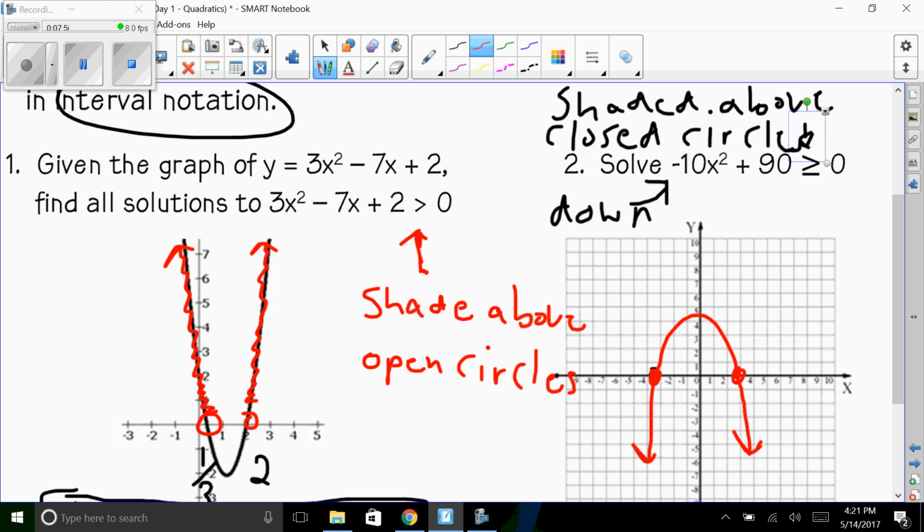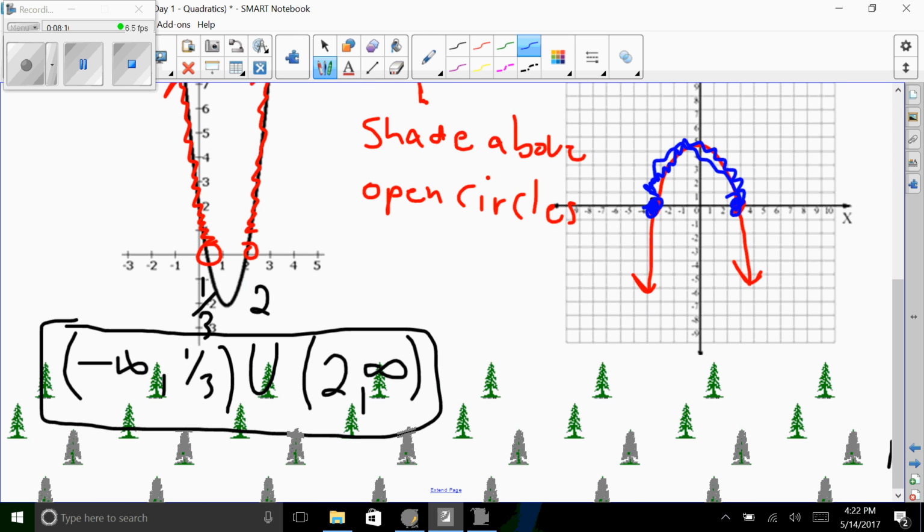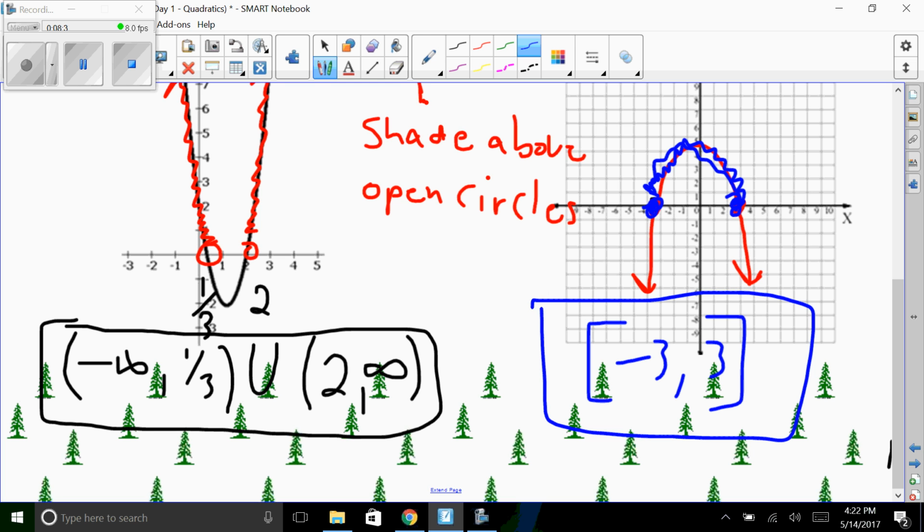All right. So then it said shade above. So the part of the graph that's above the x-axis is this part. All right, and that's including the closed circles. All right. So now, how do we write this answer in interval notation? So over here on the left side, there was two parts that were shaded, so we had two answers. Over here, we have one part that's shaded, so that's going to be one answer. So it goes from negative 3 to 3. Now, since it's closed circles, we're going to use brackets. All right, and that would be the solution to this problem right here.